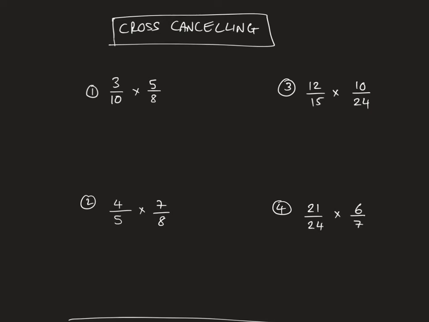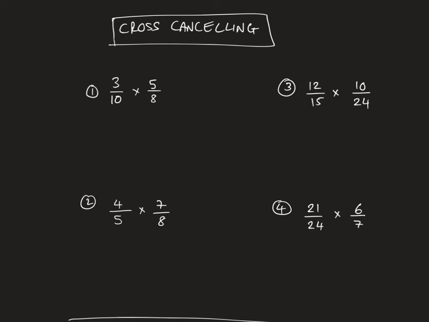Now, what is cross-cancelling? In fact, cross-cancelling is a way of making multiplying fractions a little bit easier for yourself. It takes a little bit of time at the beginning to spot what's going on, but once you get it, it saves a lot of effort when you're cancelling down at the end.